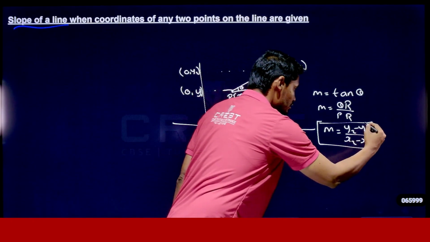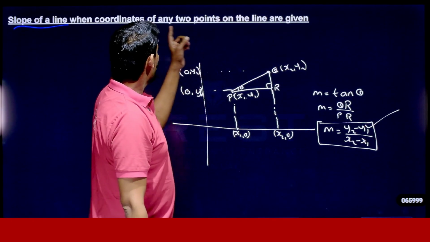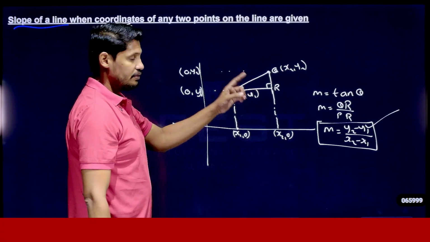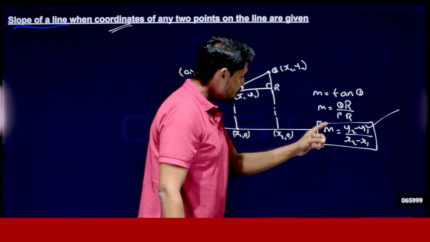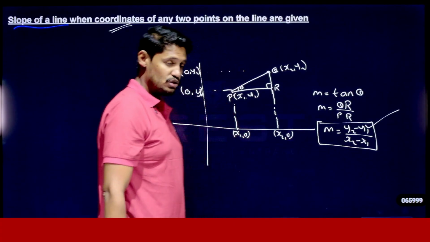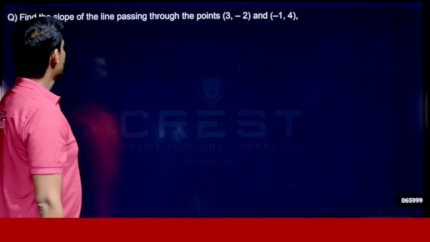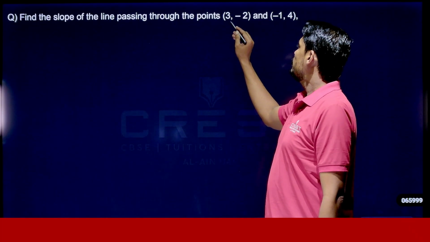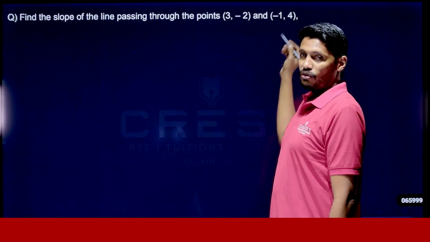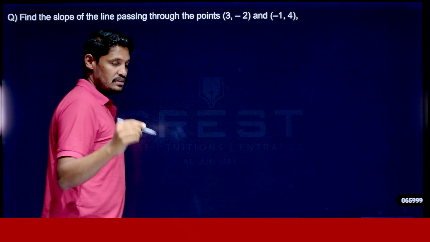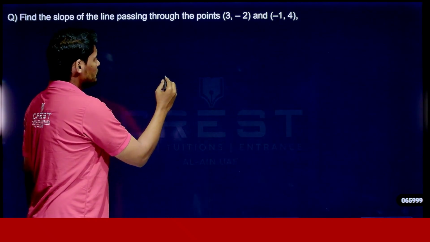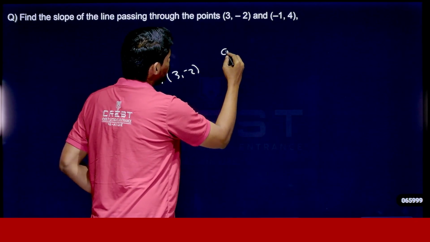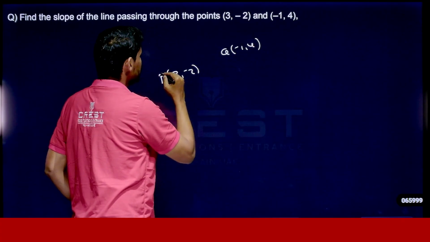This is the equation for finding slope if the 2 coordinates are given. This is very important. If angle is given, we can apply m equal to tan theta. If coordinates are given, we can apply m equal to y2 minus y1 divided by x2 minus x1. Now you have to find the slope of a line passing through the points (3, minus 2) and (minus 1, 4). Here we are given 2 points and you have to find the slope.